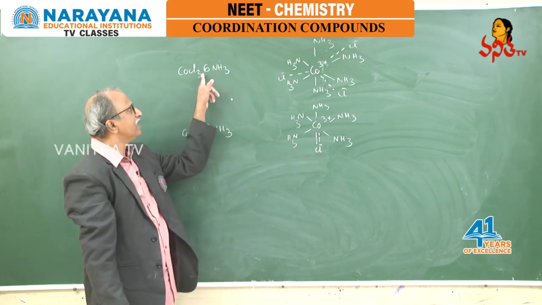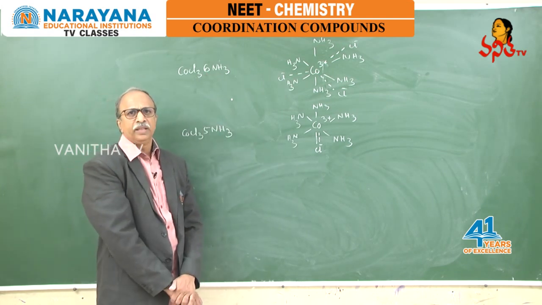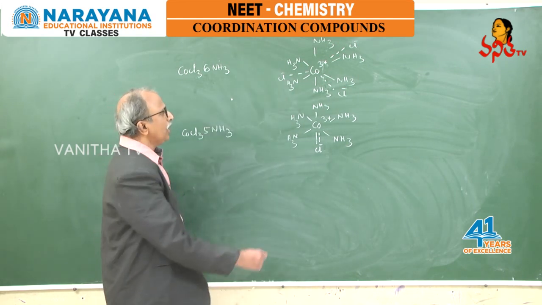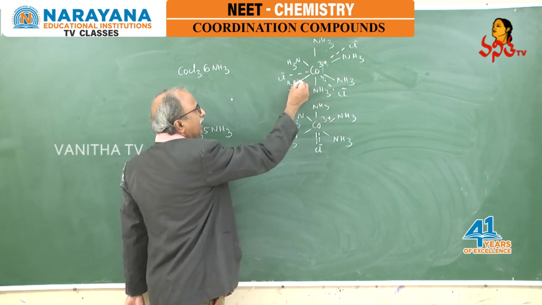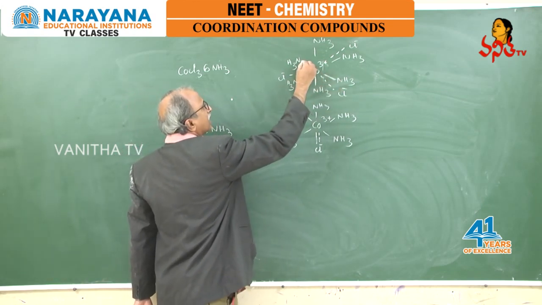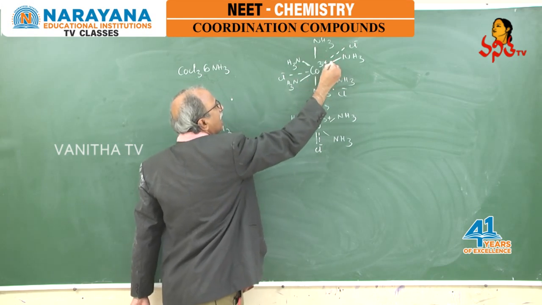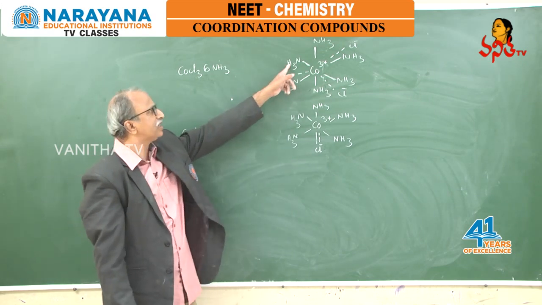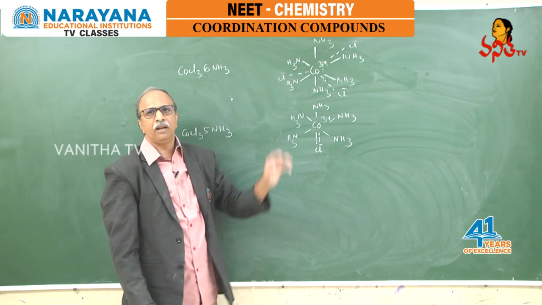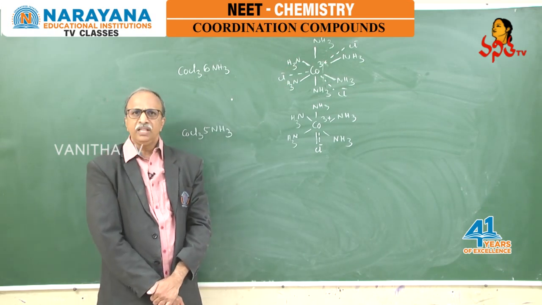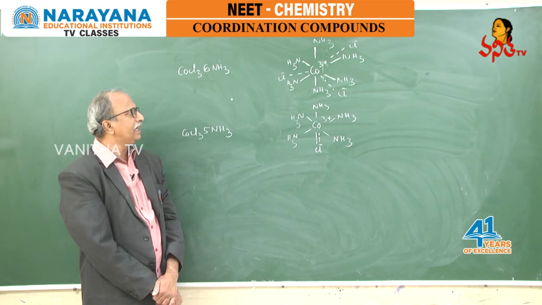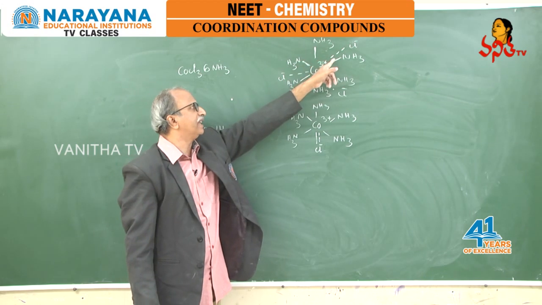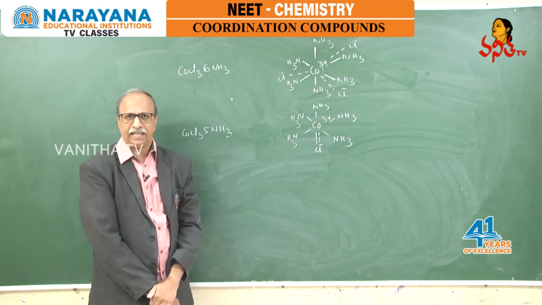The next one is 6 ammonia molecules. These are satisfying the secondary valency, which has a particular arrangement known as the octahedral arrangement. This is the octahedral arrangement. That means around Co3+, all 6 NH3s are arranged in an octahedral manner, and these are non-ionizable, and therefore these are indicated by a thick line.